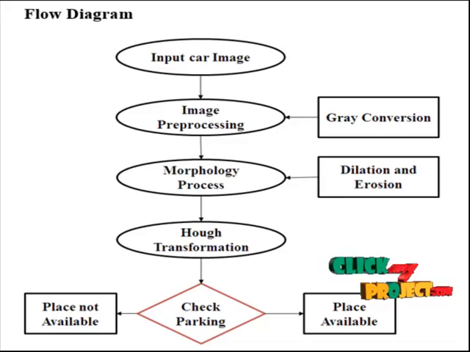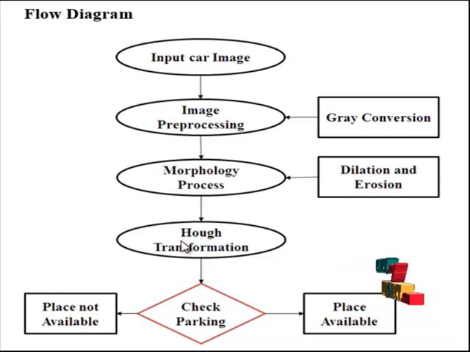And in the Hough transform function, the Hough transform is a feature extraction technique in image analysis, computer vision, and digital image processing. The purpose of the technique is to find imperfect instances of objects within a certain class of shapes by a voting procedure. This voting procedure is carried out in a parameter space, from which object candidates are obtained as local maxima in a so-called accumulator space that is explicitly constructed by the algorithm for computing the Hough transform.